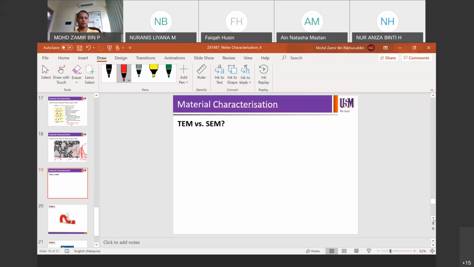Almost done. What's the difference between SEM and TM? The glaring one, the most obvious one. Anything? What's the difference? Just give me the keywords. Nabila, what's the obvious difference between SEM and TM? Come on, 3 points. Then we're going to be done. Done for this week.